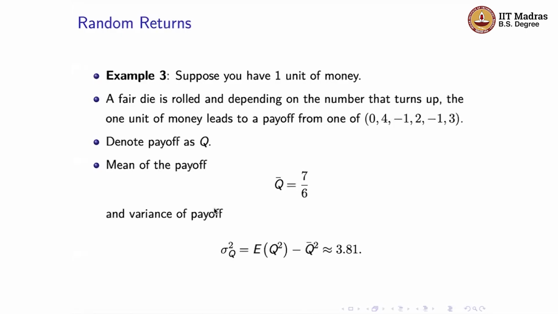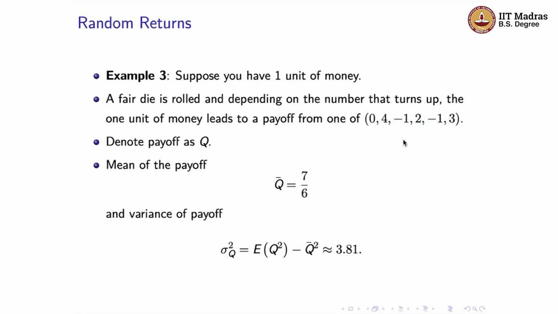Suppose that you have 1 unit of money and a fair die is going to be rolled. Depending on the number that turns up, this 1 unit of money is going to lead to a payoff of 0, 4, -1, 2, -1, or 3. How do we interpret these numbers? Suppose 1 turns up, then you're going to get a payoff of 0. If 2 turns up, a payoff of 4. If 3 turns up, a payoff of -1. If 4 turns up, a payoff of 2. If 5 turns up, a payoff of -1. And if 6 turns up, a payoff of 3.